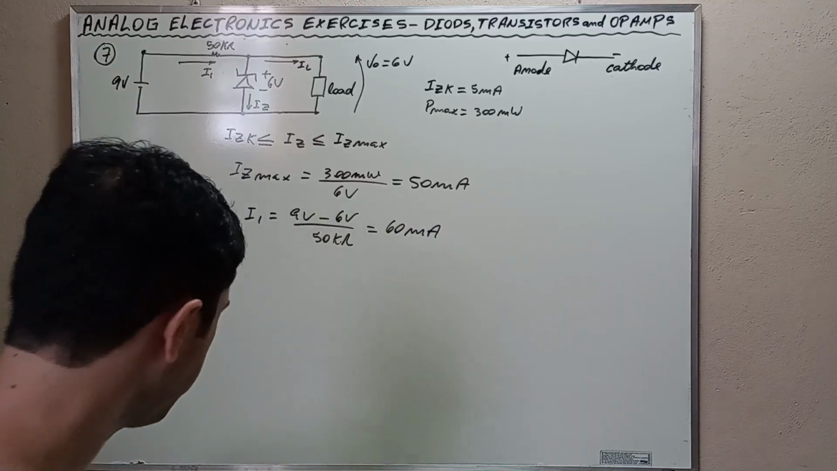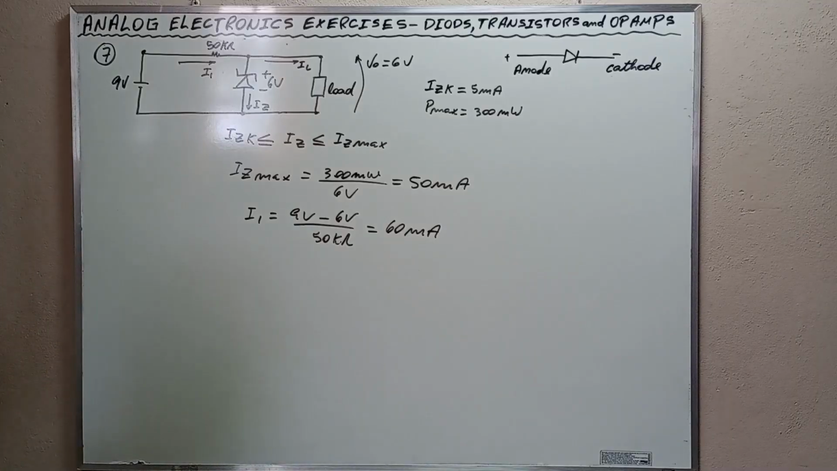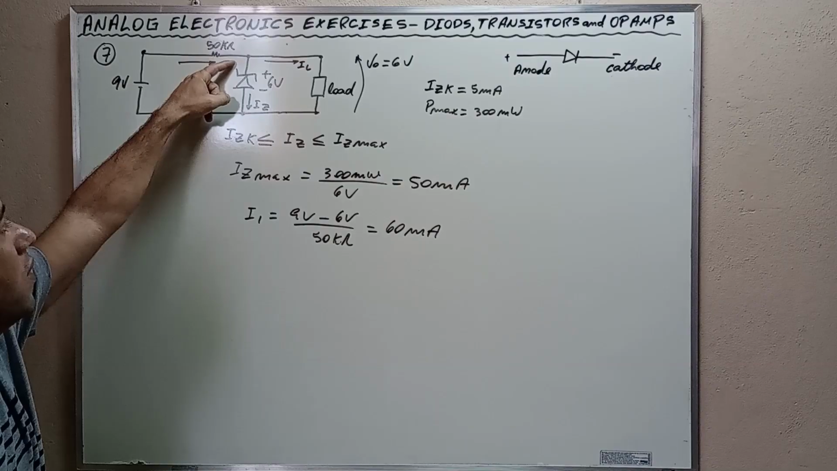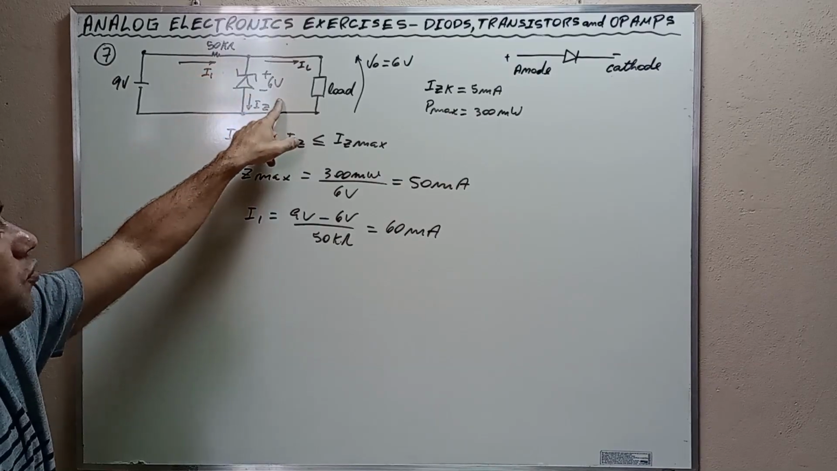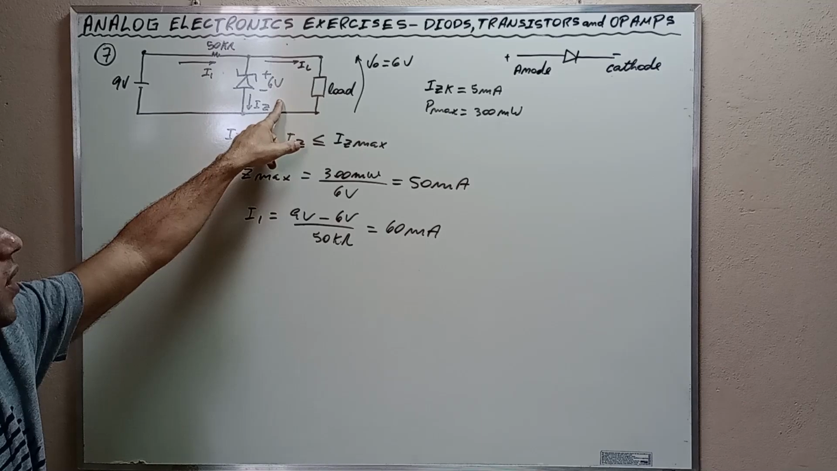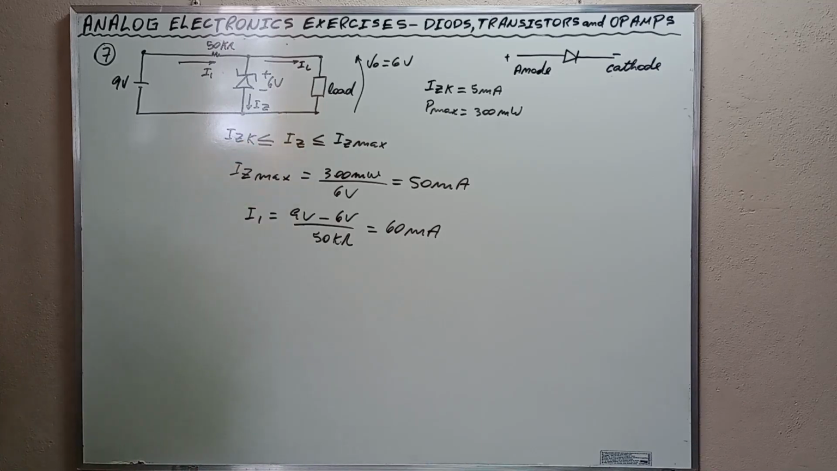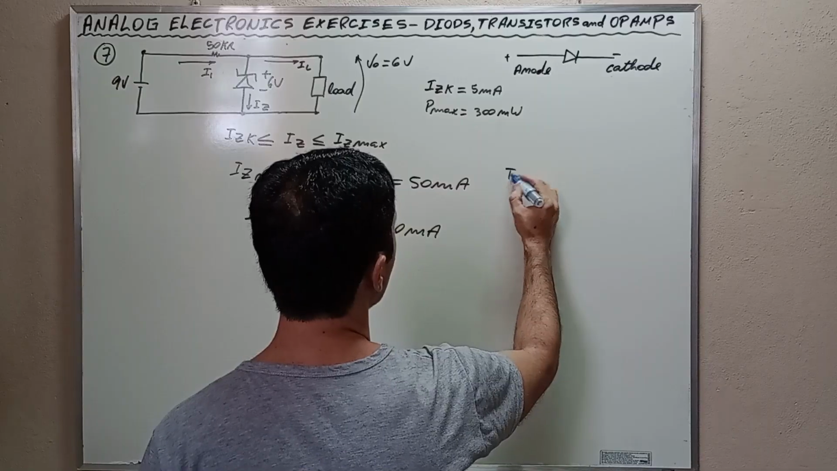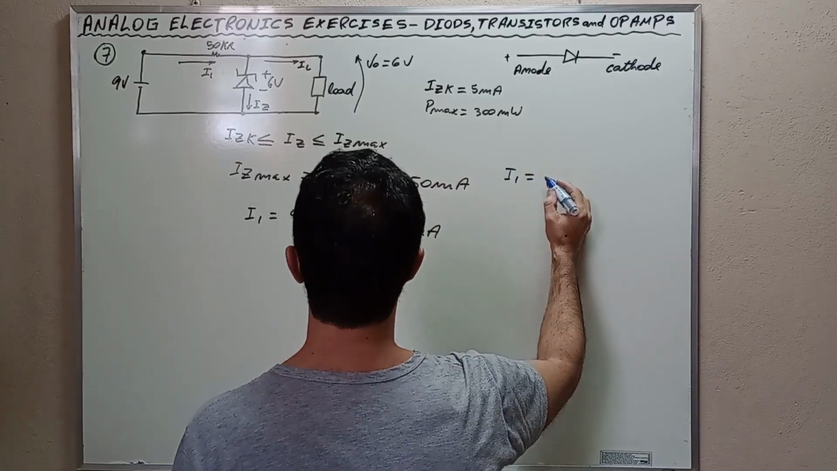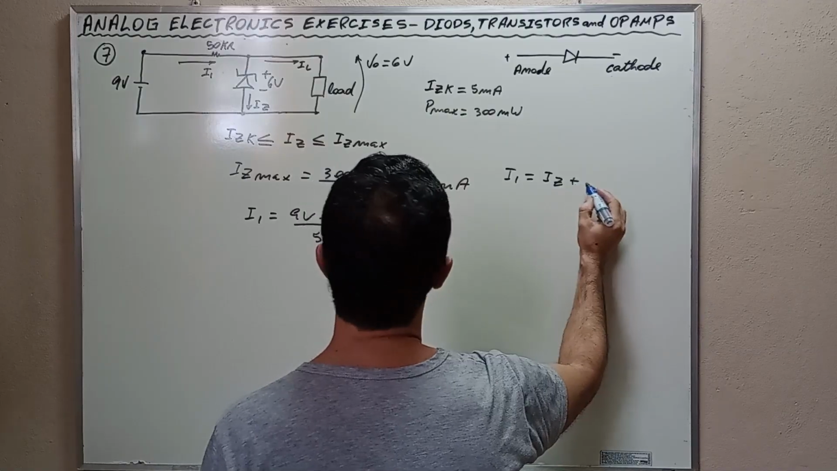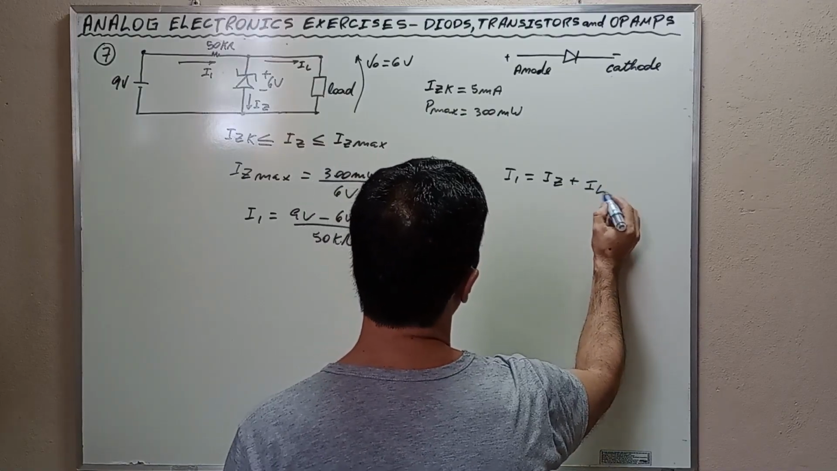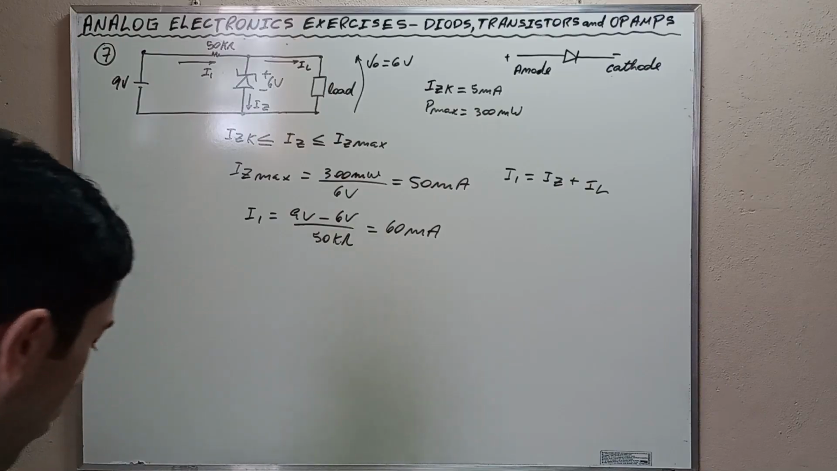And we can apply the nodal rule here. The currents that enter this node have to be equal to the currents that leave the node. In other words, the sum of the currents that enter a node has to be equal to the sum of the currents that leave the node. In this way, I1 is equal to IZ plus IL. What do we want?